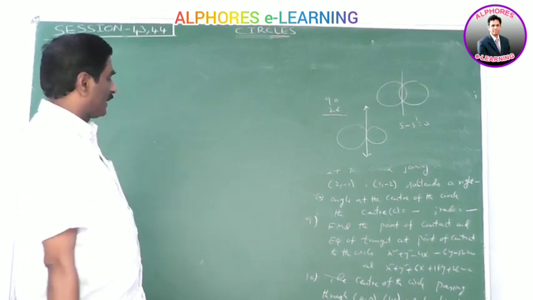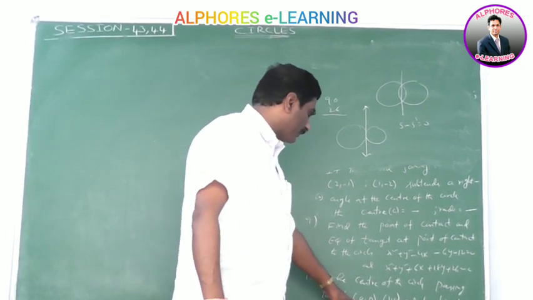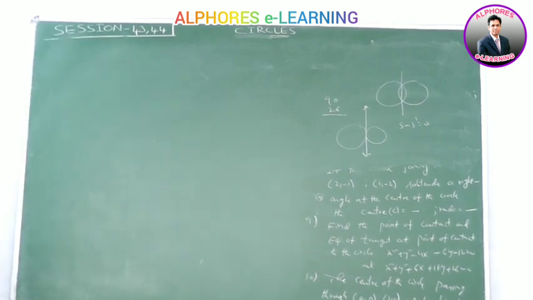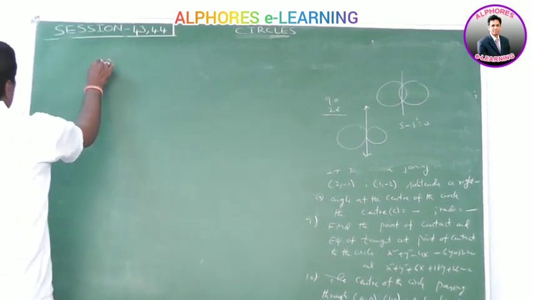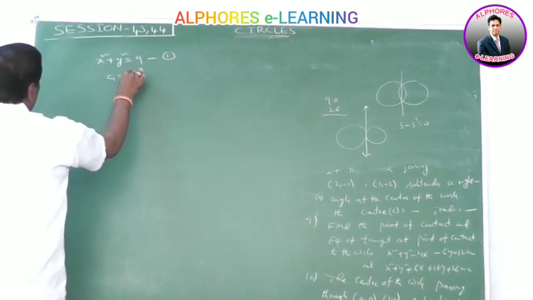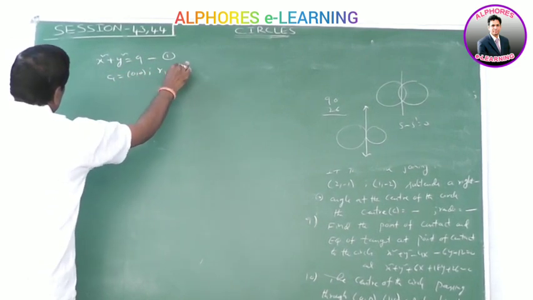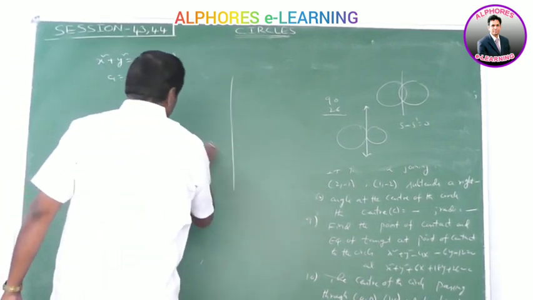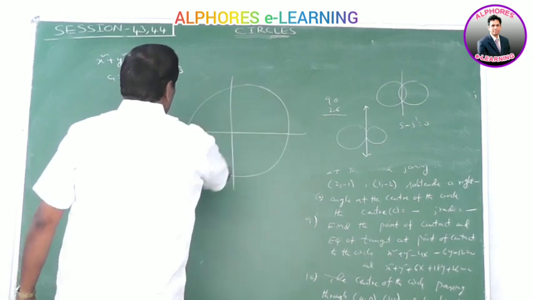The center of the circle passing through 0, 0 and 1, 0 and touching the circle x square plus y square is equal to 9. The first circle equation is x square plus y square is equal to 9. The center of this circle is 0, 0. Radius of this circle is 3. Please observe this diagram. Radius of the circle is 3 units.